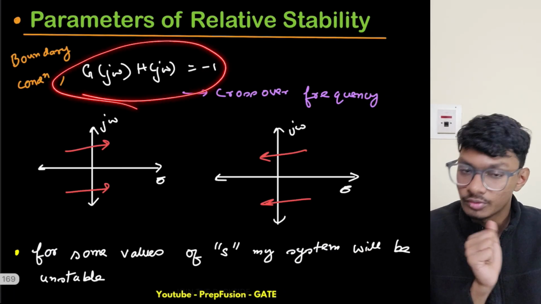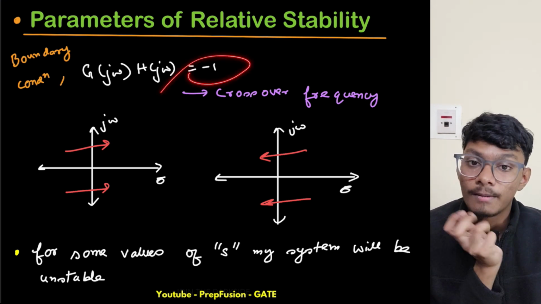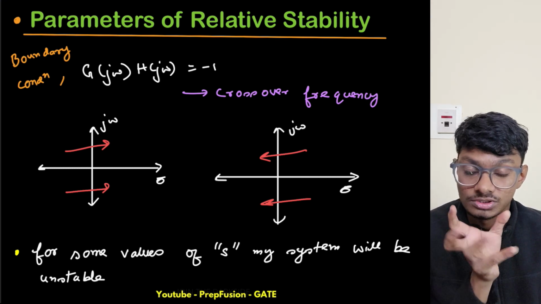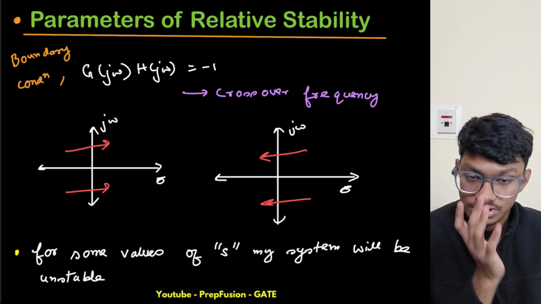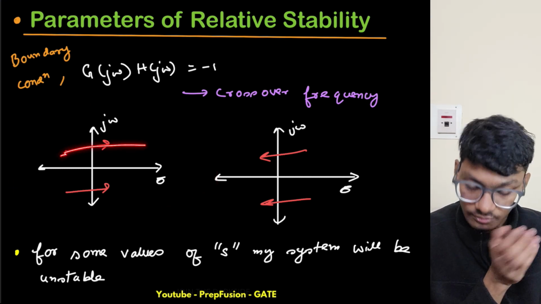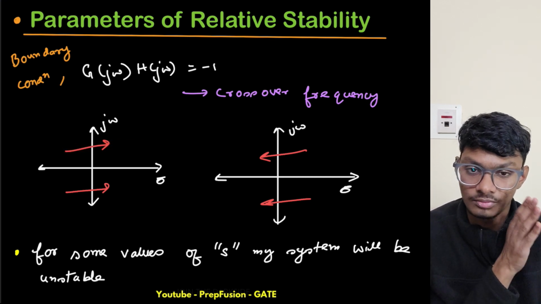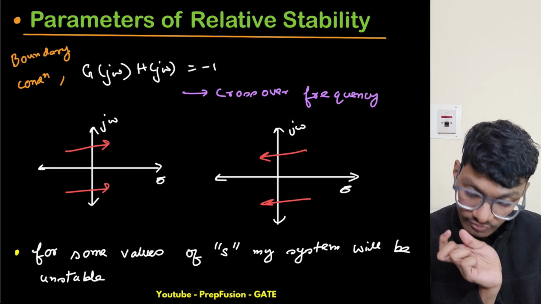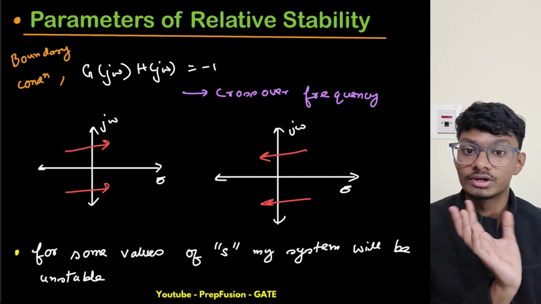Now this is some frequency; this is basically the frequency response. If at this frequency I am getting -1, what does this mean? This means I have a crossover frequency for the sinusoidal steady state response. So what is happening? I am crossing from the left half of the S plane to the right half, or from the right half to the left half. So either it is going from stable to unstable, or from unstable to stable. Unstable is the common factor, so it will always be unstable.